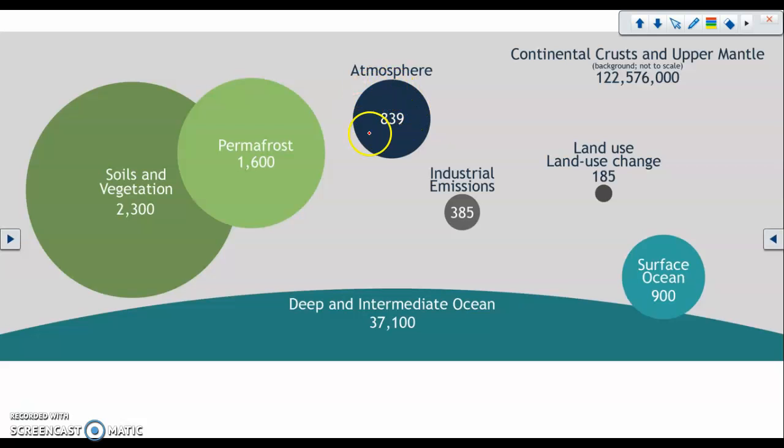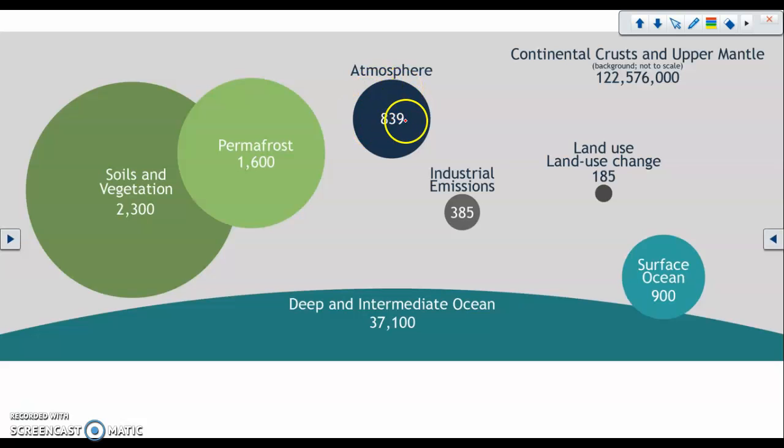But what happens is, let's look at this right now. In the atmosphere, there's 839 gigatons of carbon dioxide. One gigaton is equal to 1 billion tons, and 1 metric ton is equal to 1,000 kilograms. Just to give you an FYI what a gigaton is. So what happens is, if this decreases from 839 to 820, it has to go somewhere else. It just doesn't disappear into space, although it could, hypothetically speaking.